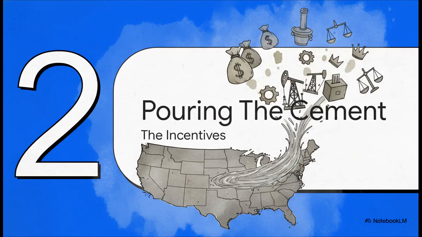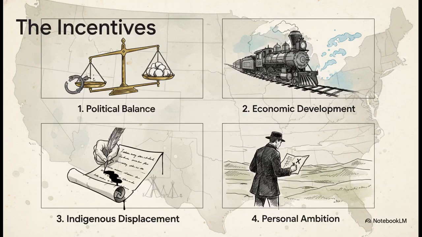All right, so if the conflict is the wet cement, what exactly is getting poured into that form? What are the raw ingredients of these fights? Let's call them the incentives, the real motivations that pushed people to draw a line here instead of, say, 10 miles over there. So what was this cement actually made of? Well, it was a mix of all sorts of things, really, from these huge historical forces down to just plain old personal ambition. A massive driver was political balance, that constant, desperate struggle between the free states and the slave states for control of the Senate.